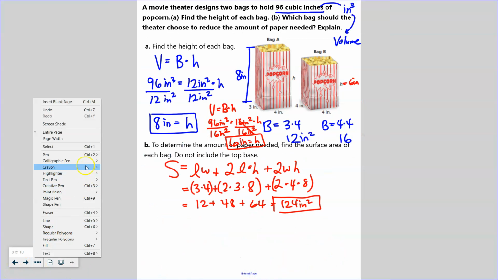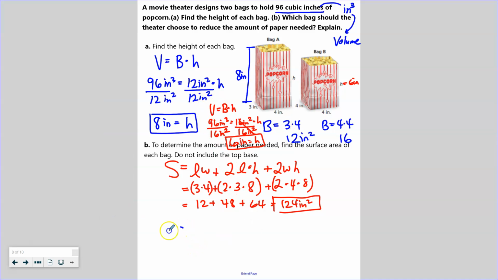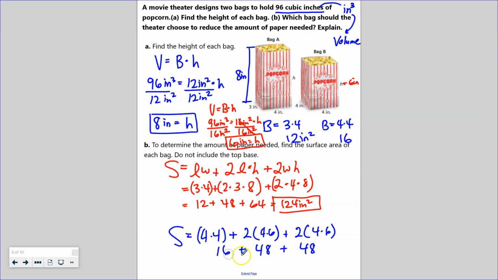And then I guess my colors aren't matching up because I did one for the other, but we'll figure it out. And so the same thing, I'm not going to write this formula down, but I'm just going to use it just right above. So I have the length times the width to the bottom, so 4 times 4 plus 2 times the length times the height, so 4 times 6, plus 2 times the front, which would be 4 times 6 as well. So we have 16 plus 48 plus 48. So 16, 64, 112.